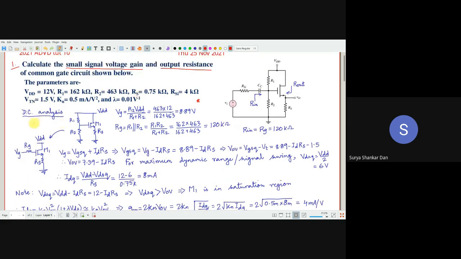So first, we will begin with the DC analysis. In the DC analysis, notice that your CC, that is the coupling capacitor here, this one. This coupling capacitor is going to stop all the DC components. So what does it mean? That the VI, this voltage, will not be coming to the input of this transistor anymore. So you are left with a circuit just like this. Okay, so R1, R2, and RS over here. All right. So this is going to be the circuit which is seen only for the DC analysis.